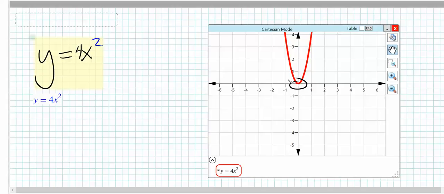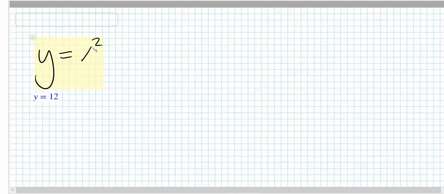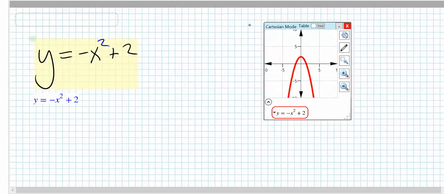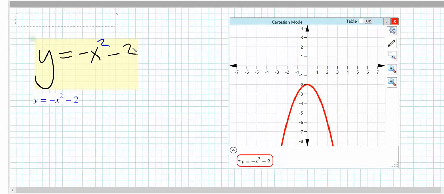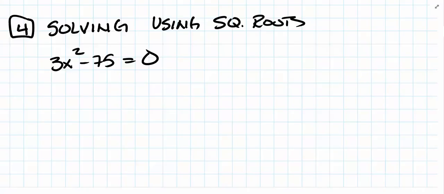What if I did negative x squared plus 2, and I graph that? Based on the picture you see, how many solutions are there? There's 2. Very good. Now if I change that plus 2 to a minus 2, how many solutions does that have? 0 solutions. Very good. So visually, you want to be able to identify how many roots, zeros, or intercepts there are just from a graph.